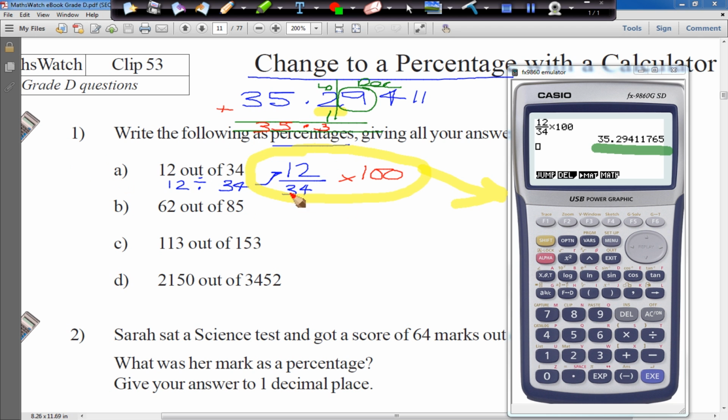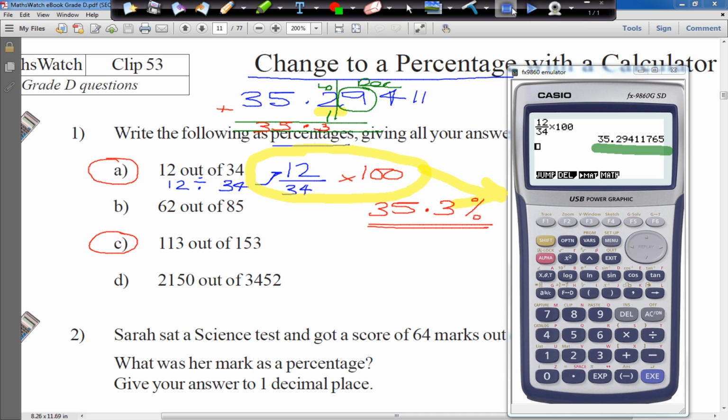So the final answer for part A will give us 35.3. What's the answer? 35.3 what? Percent. Okay. Now I've done question 1A. I want Zainab to do question 1C. I'll pause the video and we'll come back after you've done it.